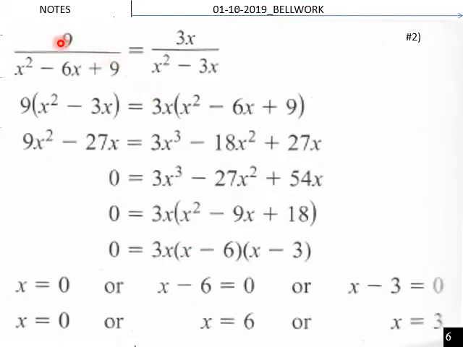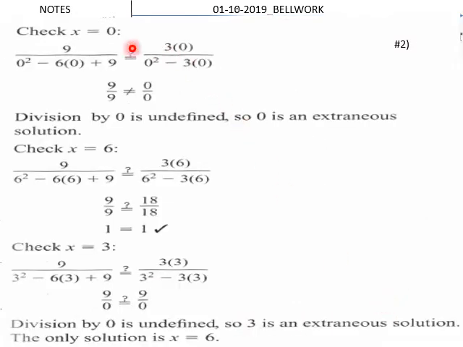And then for number 2, this is what we do here. We're going to cross multiply to solve. Come up with this. We factor down. We come up with these 2 zeros here. So x equals 0, x equals 6, or x equals 3. And then we check these. 0 is undefined. Then 6 checks. And then 3 does not check. So your solution will be 6 here.